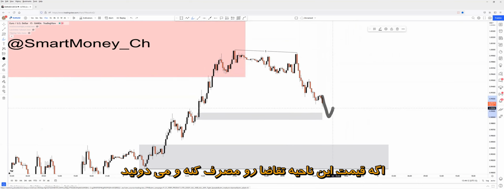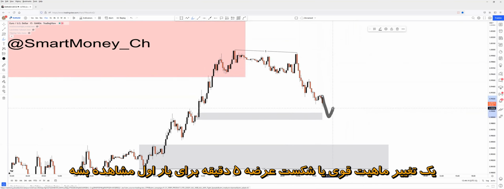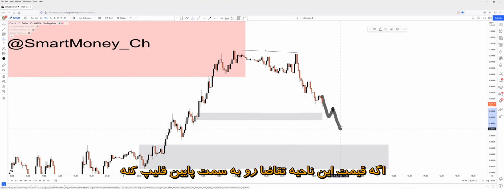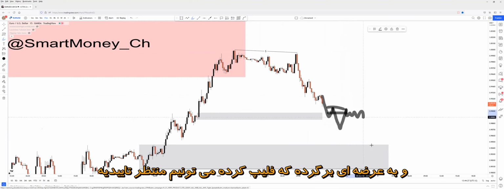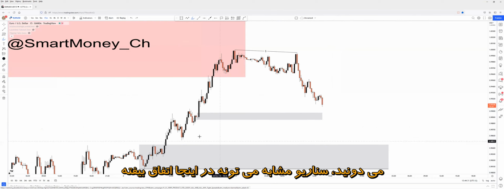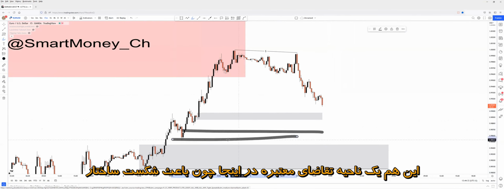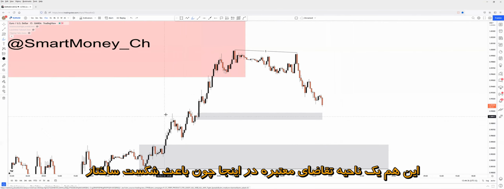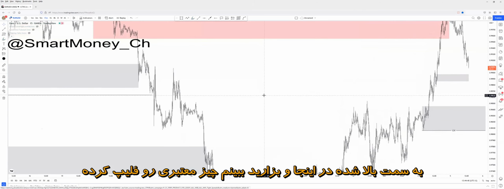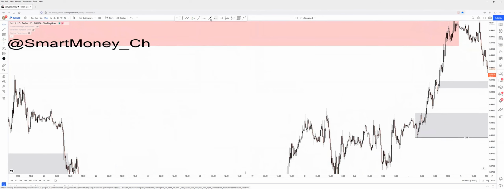If price mitigates this demand zone, and the first outcome is a strong change of character or a 5-minute supply break, then we can take longs up to higher supply regions. If price flips this demand zone to the downside and comes back up to the supply that flipped this demand, we can wait for confirmation targeting this 4-hour demand zone. Same scenario could be live right here. This is a valuable demand zone also here because it broke structure to the upside right here. Let me just check if it flipped something valuable.